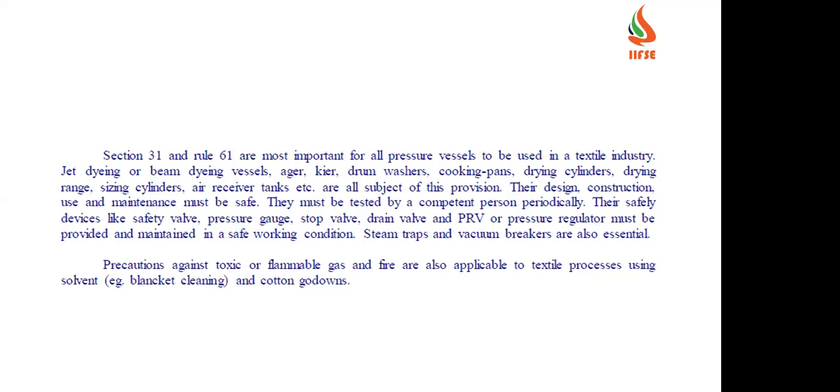And they must be tested by the competent person periodically, and their safety devices like safety valves, pressure gauges, stop valves, drain valves, and PRVs or pressure regulators must be provided and maintained in safe working conditions. Steam traps and vacuum breakers are also essential in this process. And precautions against toxic or flammable gas and also fire are also applicable to a textile process using solvents and also cotton godowns. Wherever we are using any chemical which is toxic, those specific regulations also we should be following.